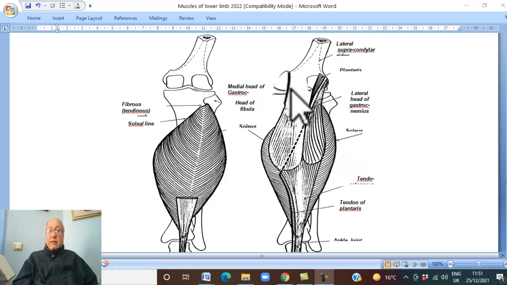Superficial muscle, the two heads, called gastrocnemius, and a deep bulky muscle called soleus, and a small rudimentary muscle with a very long tendon called plantaris.